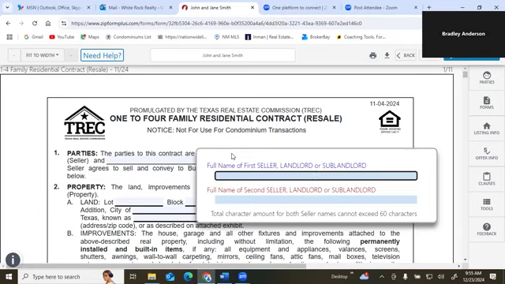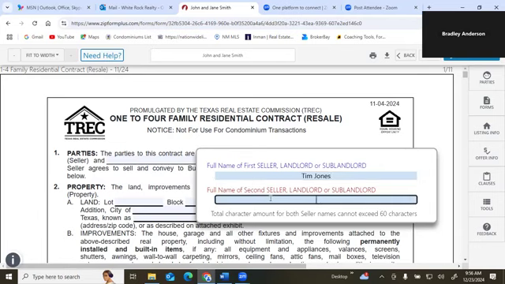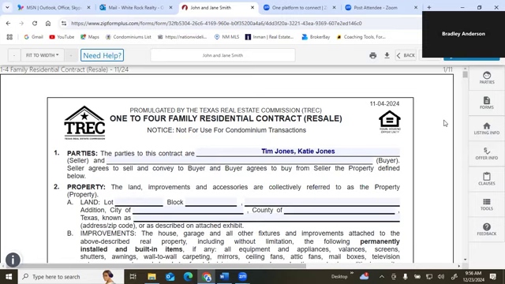Sometimes there are two names. So in a lot of cases, there will be a husband and wife. All right. So let's just say here that the husband's name is Tim and the wife's name is Katie. All right. So you put those in, you can click anywhere outside here and they get put in there.